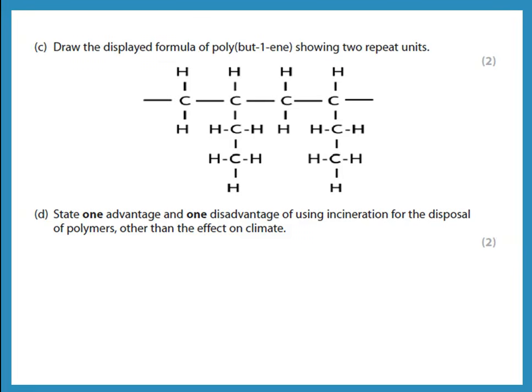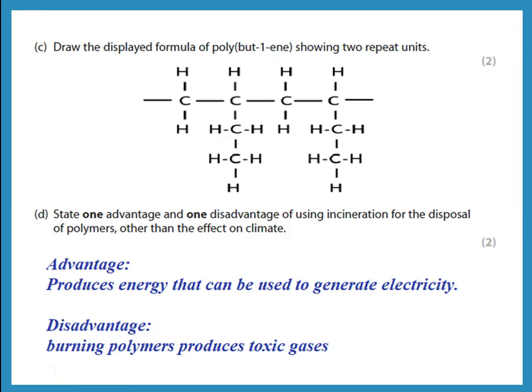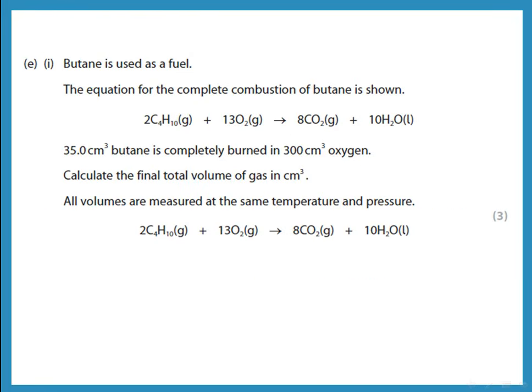State one advantage and one disadvantage of using incineration. You know that incineration means burning, for the disposal of polymers, other than the effect on climate. So if I burn the polymers, the advantage would be I am producing energy that can be used to generate electricity. The disadvantage is that they produce toxic gases. Do not mention producing carbon dioxide that causes global warming, because he says other than the effect on climate.